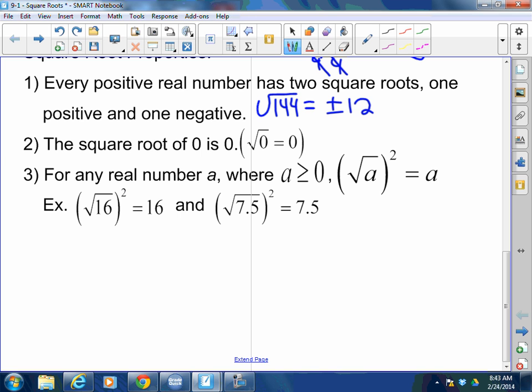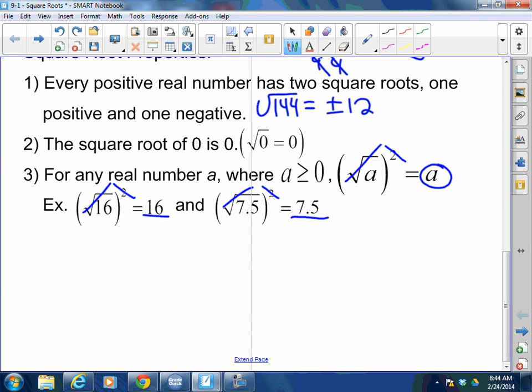And for any real number, a, where a is greater than 0, the square root of a, squared, equals a. Why? Didn't I tell you that the square root is the opposite of squaring something? So if I square a square root, the square root symbol goes bye-bye. And you're only left with the inside value. So for example, the square root of 16 squared, it's not 4. That cancels, it's 16. The square root of 7.5 squared, that cancels, it's 7.5.